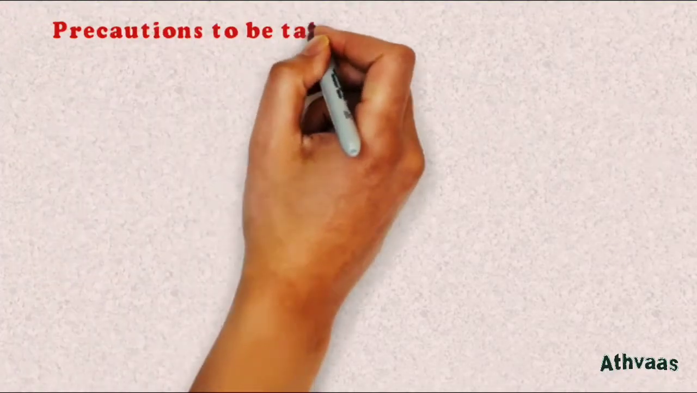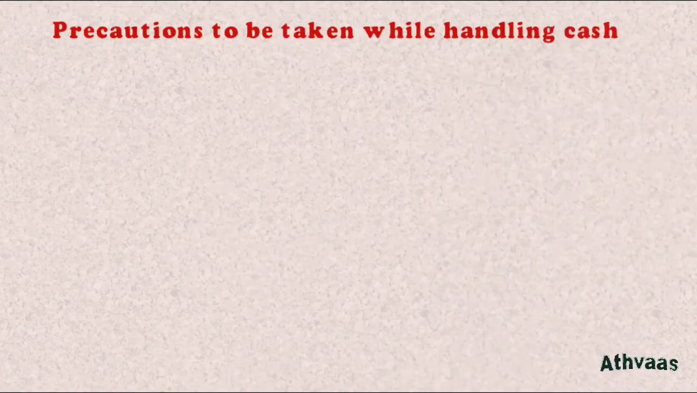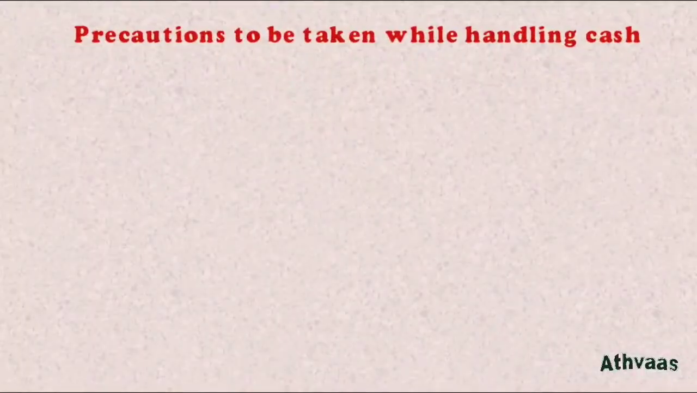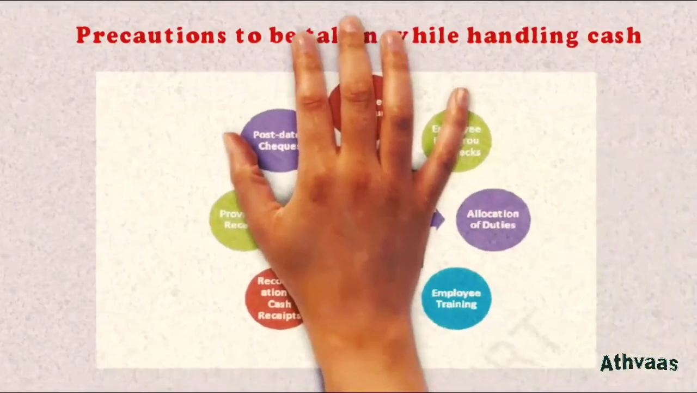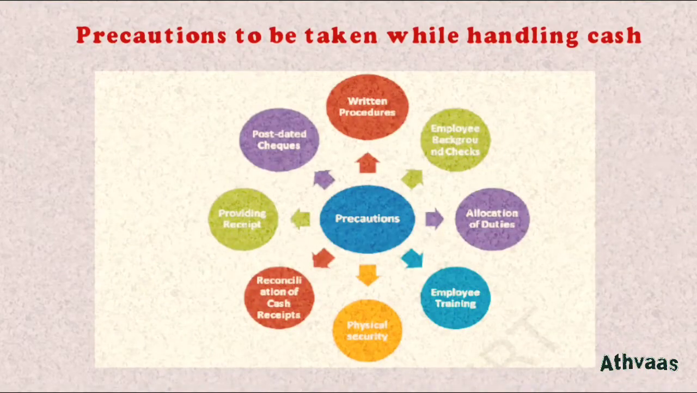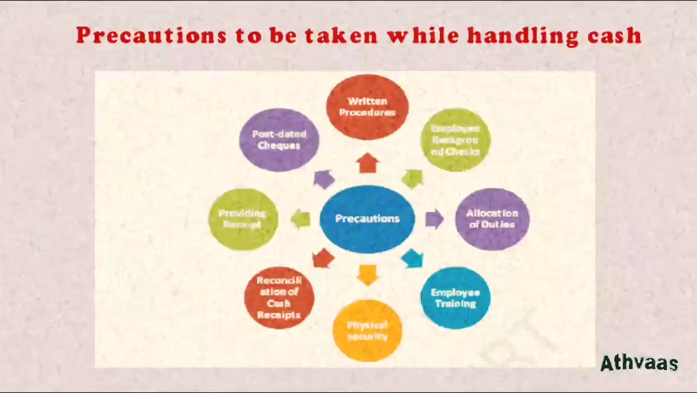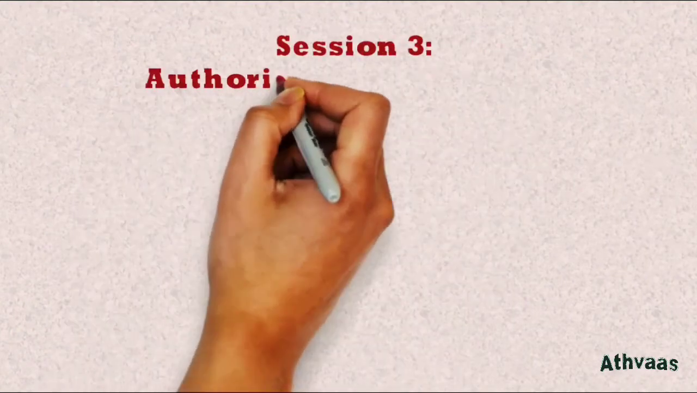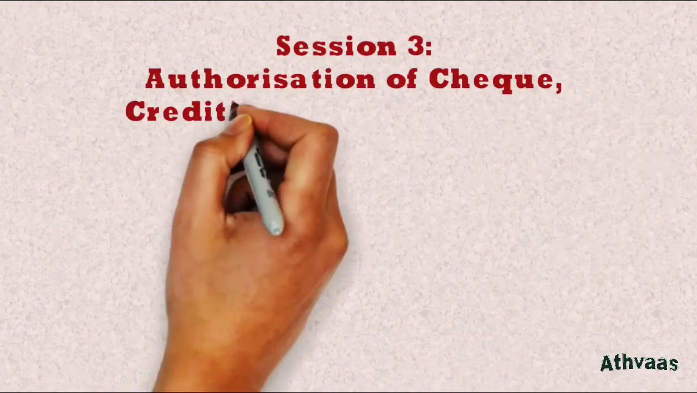Moving on to our next topic, which is precautions to be taken while handling cash. Since cash handling is a very risky affair, there are many precautions that need to be taken. Some of these precautions are written procedures, employee background checks, allocation of duties, physical security, employee training, and providing receipts. Our next topic is authorization of checks, debit or credit card payments.